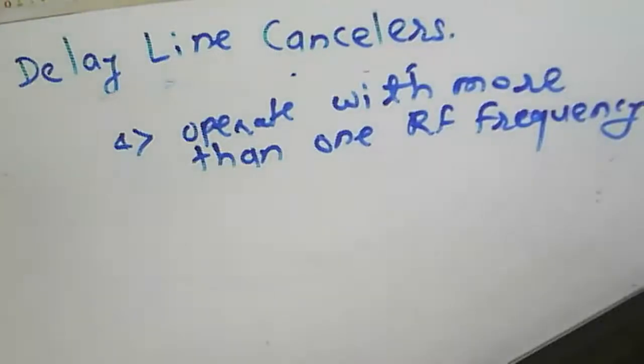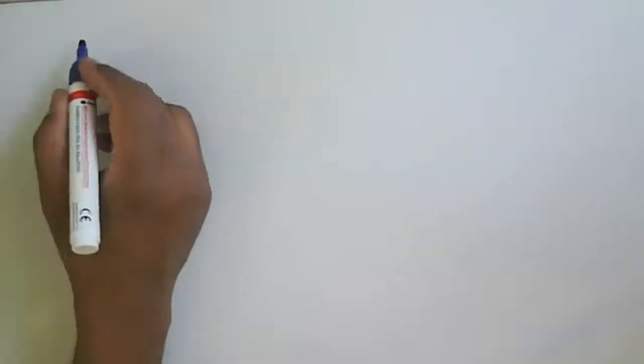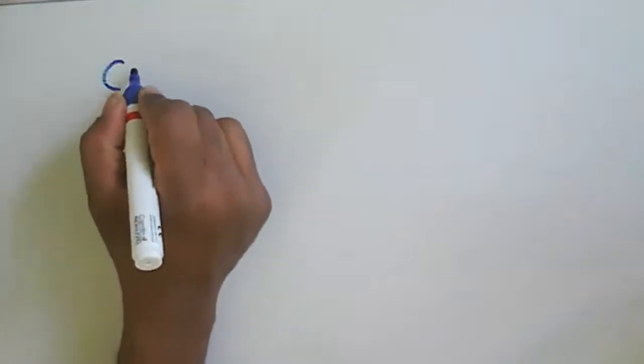We can choose another method. The delay line canceller is used to remove the clutter, to avoid the clutter. Then another method we can use is clutter attenuation.